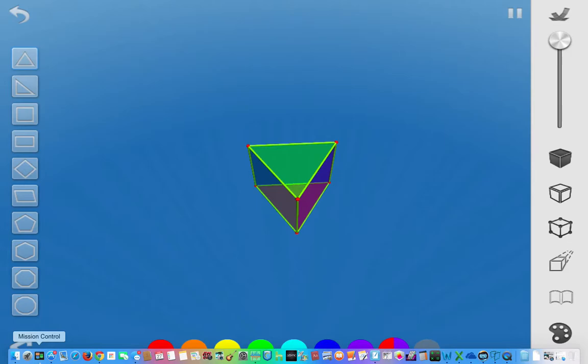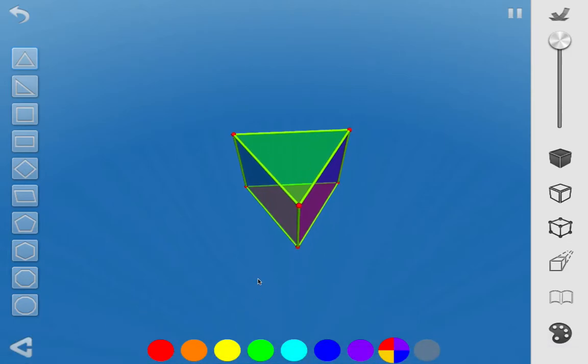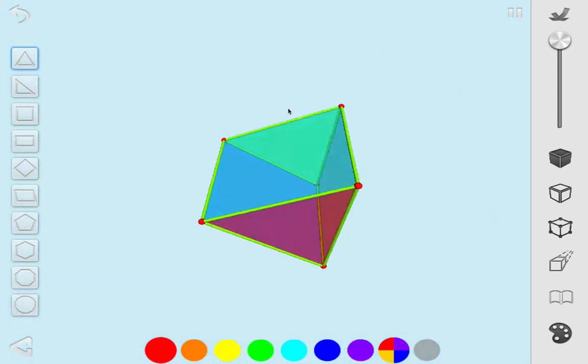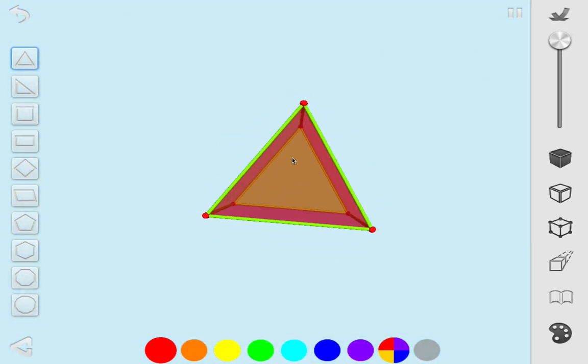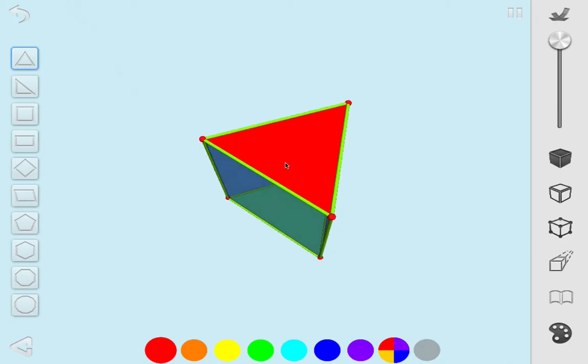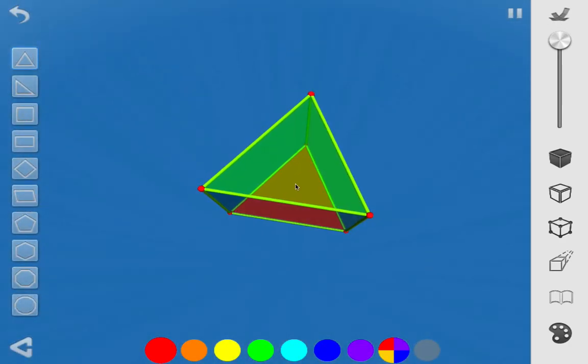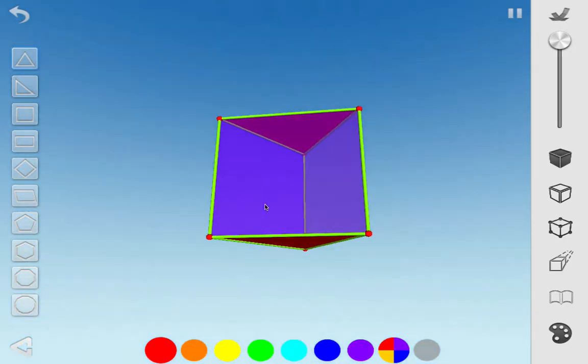Maybe we'll zoom in. Can I zoom? There we go. We'll zoom in a little. So like we said, here's our first triangular face. Okay, so this one's red, just like we talked about. And then, let's see if I can get to the back. There we go. We'll color the other one red. So the two reds are the triangular faces.